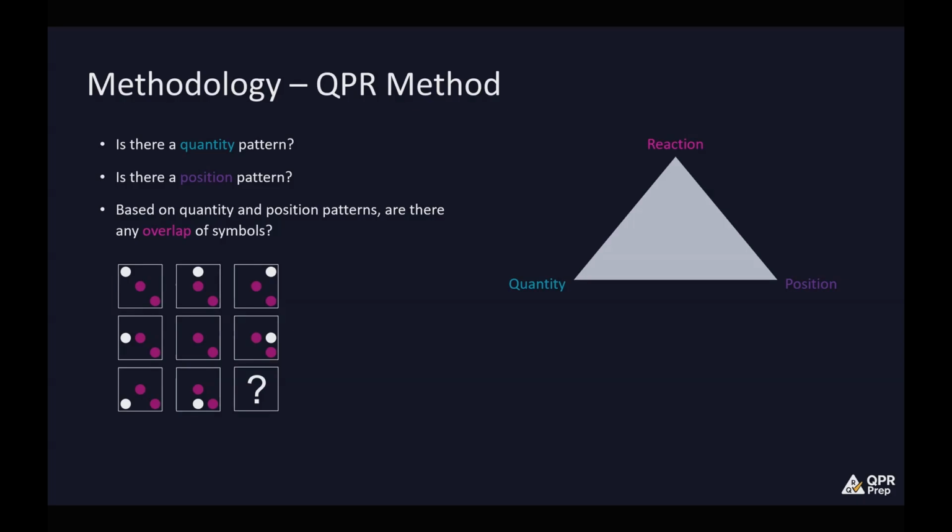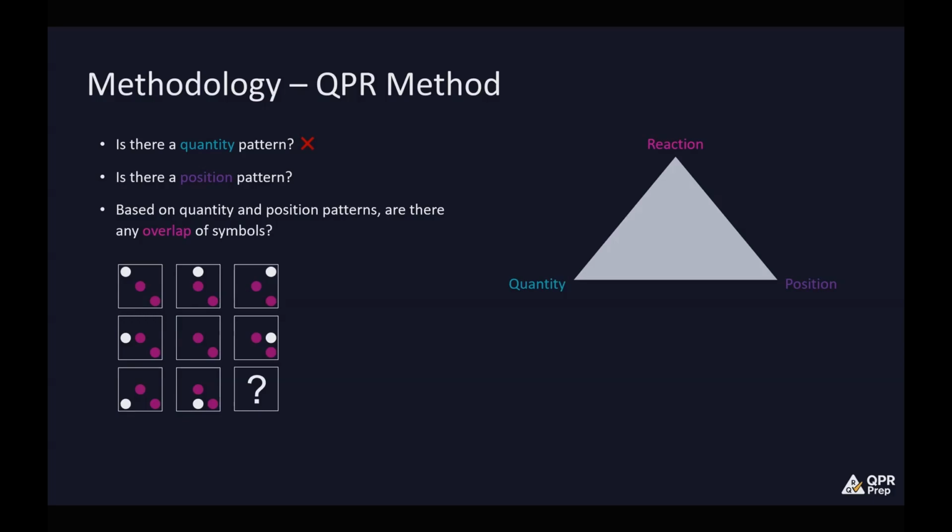Let's now apply the step-by-step method to the problem we just looked at. The first step is to identify any quantity patterns. In this problem, there's no quantity patterns. Most of the boxes have 3 circles, but the middle one only has 2. There's no clear quantity pattern visible.